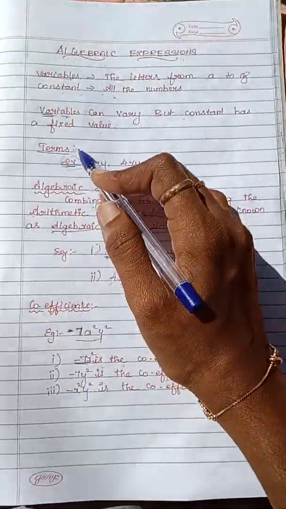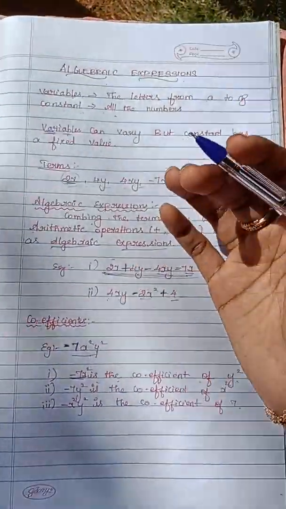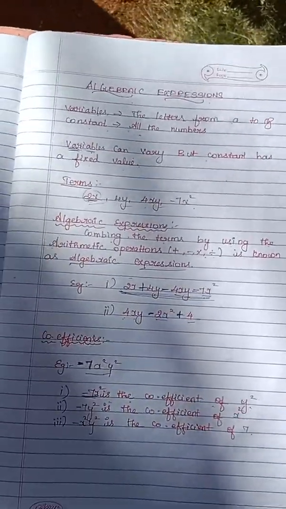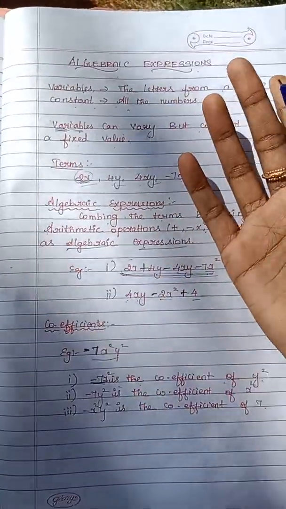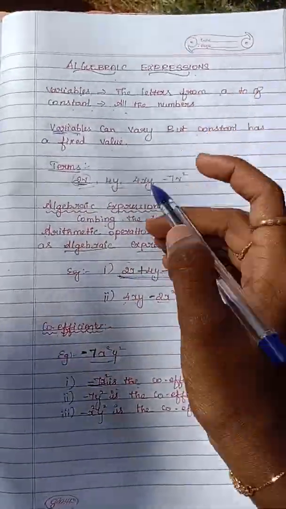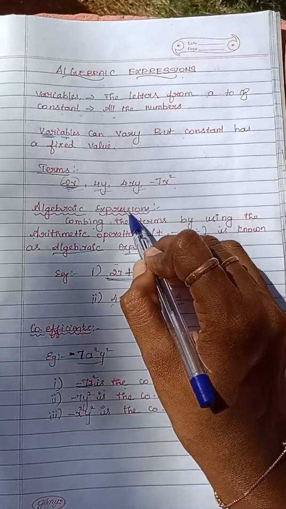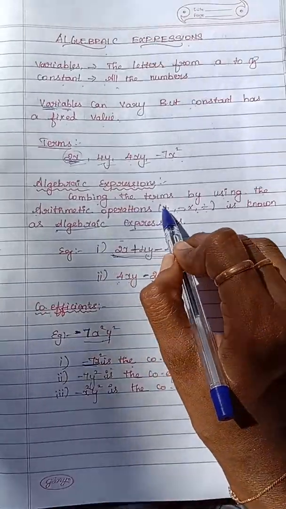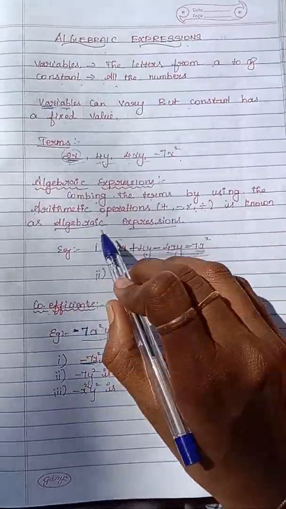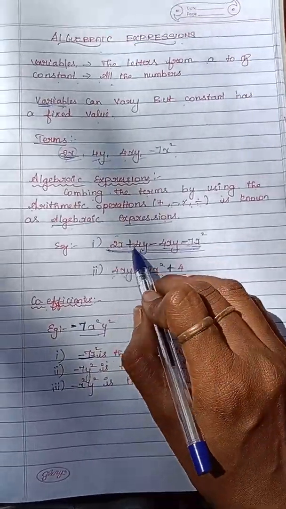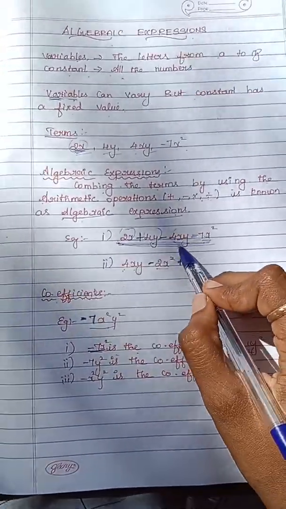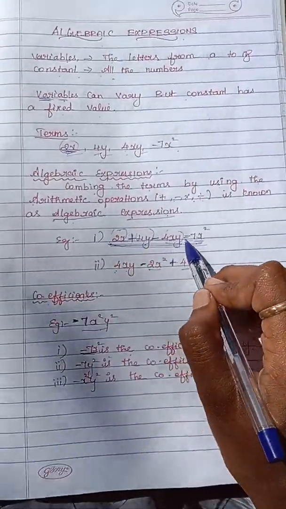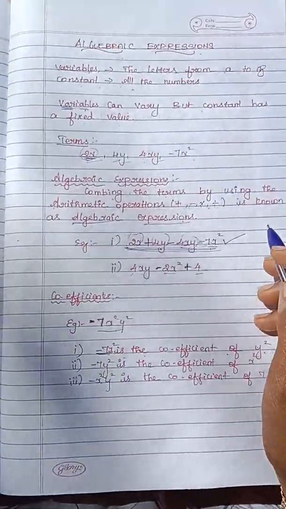Next, the terms. Terms are written with numbers and variables together, whether negative or positive, whatever it may be. What is an algebraic expression? Already I said, combining the terms by using the arithmetic operations like plus, minus, multiplication, division is known as an algebraic expression. Here 2x, 4y, 4xy, 7x square are separate terms, and we are joining them using arithmetic operations, and it is called an algebraic expression.